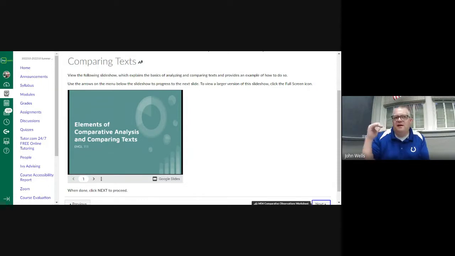But think about, it's not just the identifying, it's the explanation, right? It's not just I found three similarities. I explained why it's important to note those.